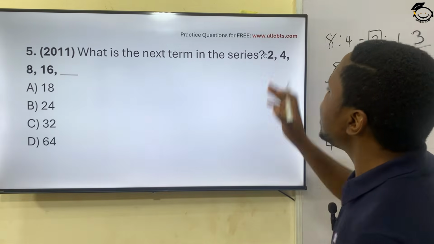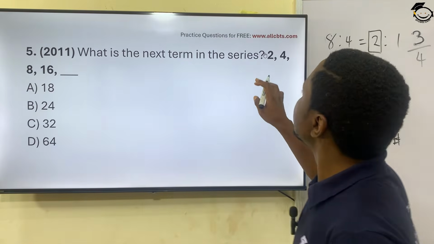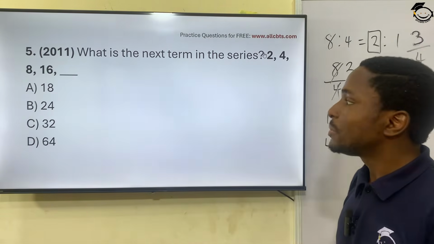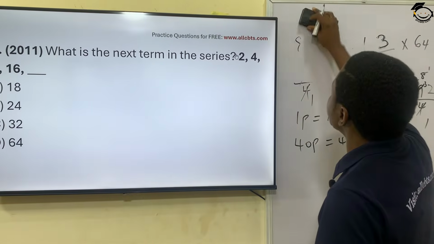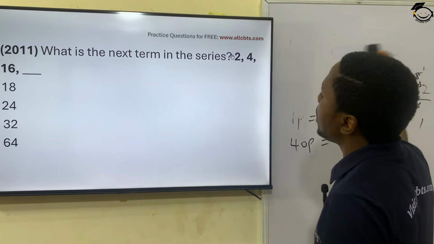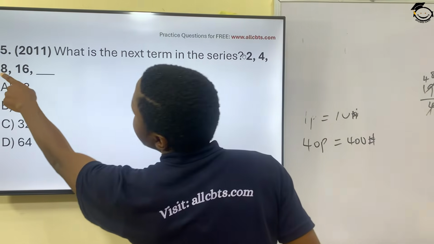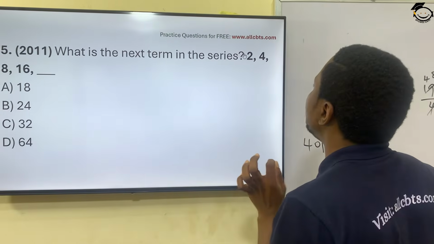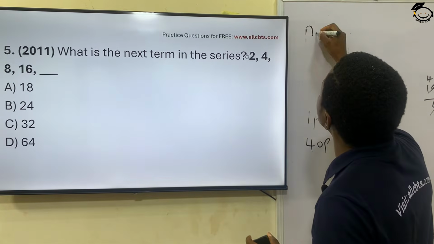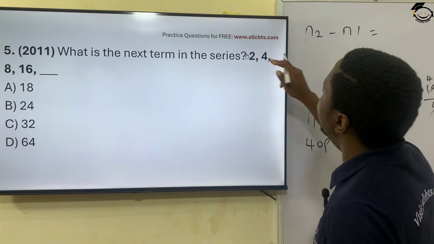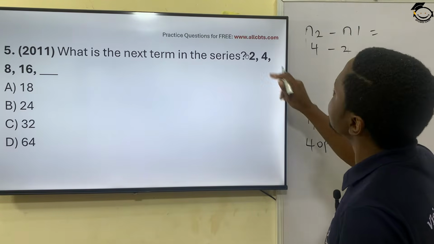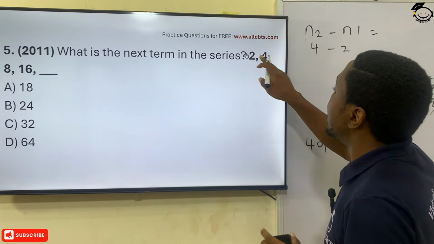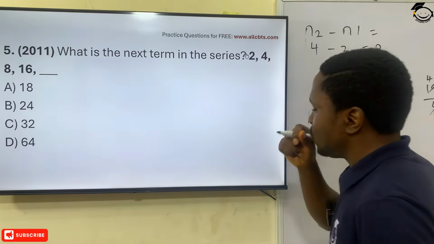And question 5, what is the next term in the series? And what's the series? 2, 4, 8, 16, and dash. Now we've seen a question as this before. The next term in the series, you have 2, you have 4, you have 8, you have 16. So the best way to do it is look at the first two terms like we did before. If we say n2 minus n1, we could have 4 minus 2, which is n2, the second number, minus the first number. So 4 minus 2, you have 2.